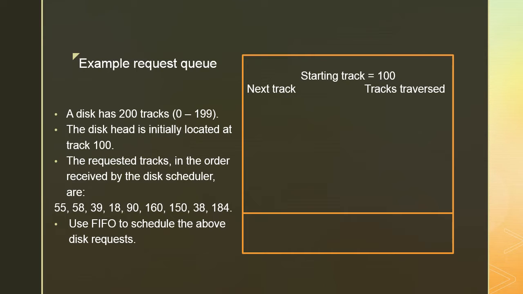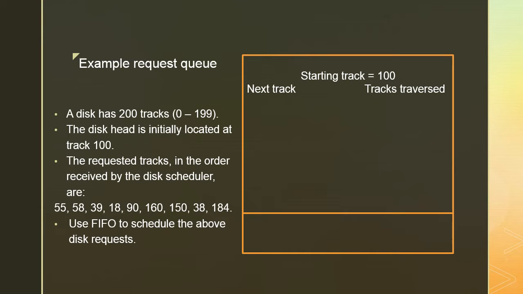Here is an example request queue. A disk has 200 tracks from 0 to 199. The disk head is initially located at track 100. The requested tracks in the order received by the disk scheduler are 55, 58, 39, 18, 90, 160, 150, 38, 184. Use FIFO to schedule the above disk requests.